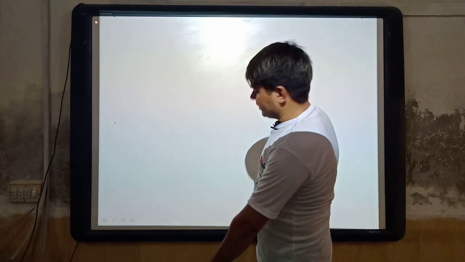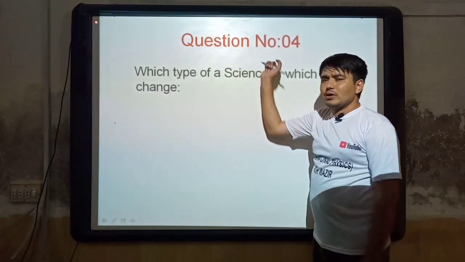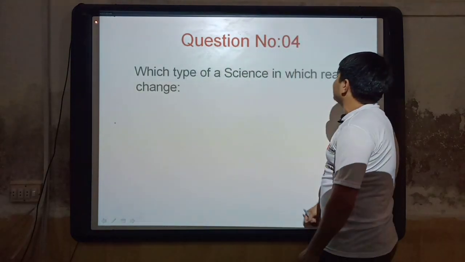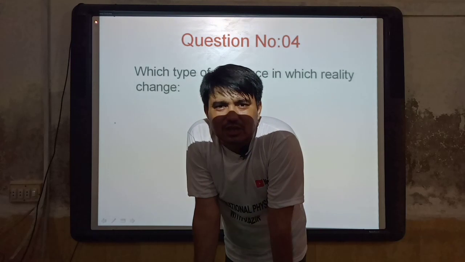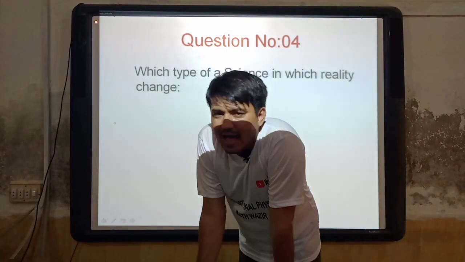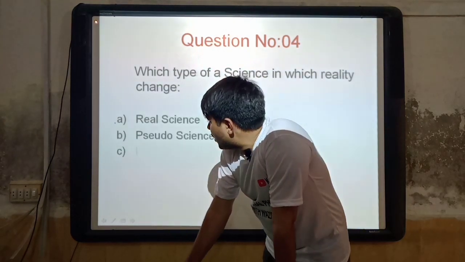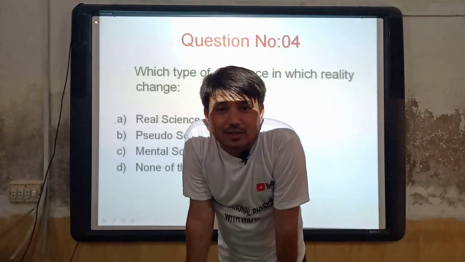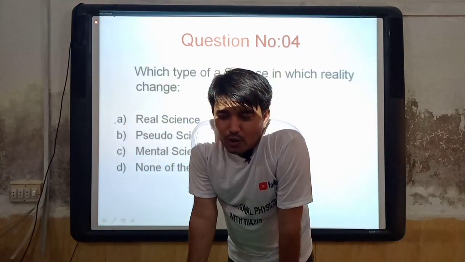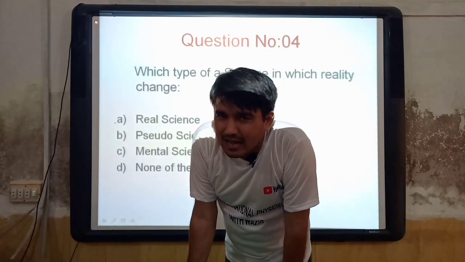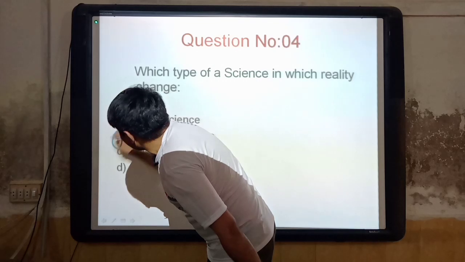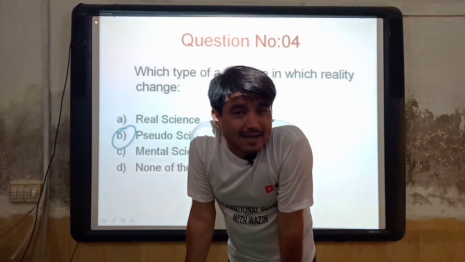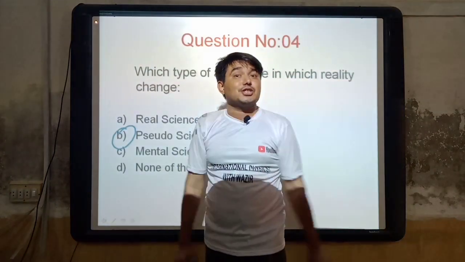Okay, another question, number 4. Which type of science is the one in which reality changes? Four options for you: real science, pseudoscience, mental science, none of these. I think you are thinking right. Yes, it is pseudoscience where reality changes, but in real science reality doesn't change.